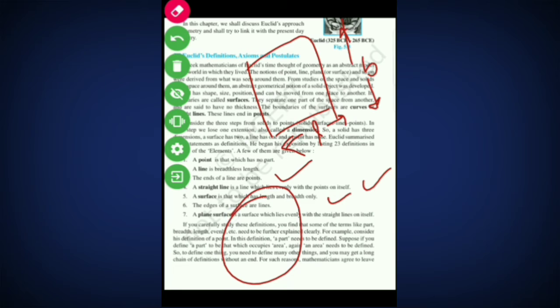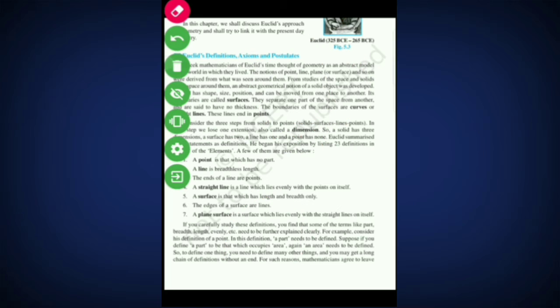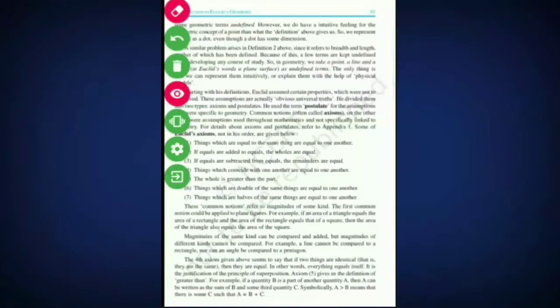Now you have to read this part also. That is also very simple. Okay, students. Now we are going to the next. Now what is written? Look at here. These all the parts you have to study. A similar problem arises in definition number 2 above, since it refers to breadth and length, that you will study.